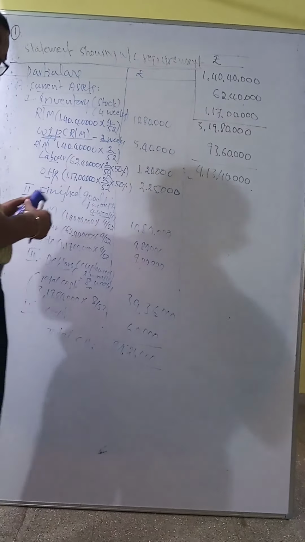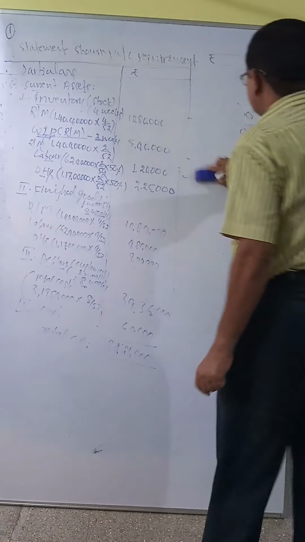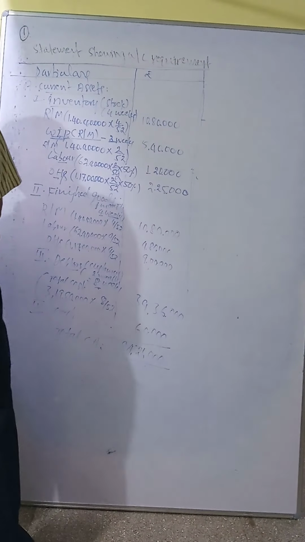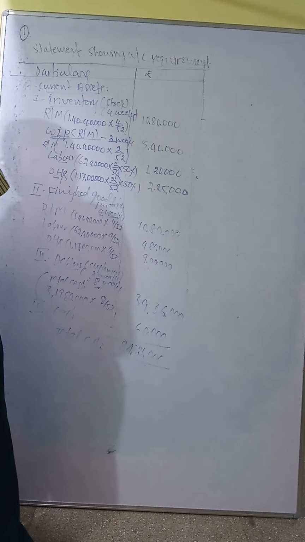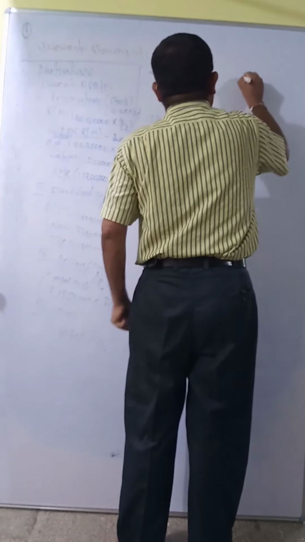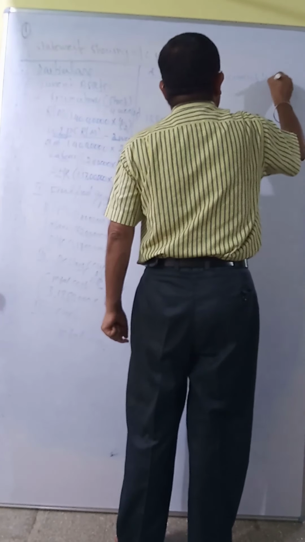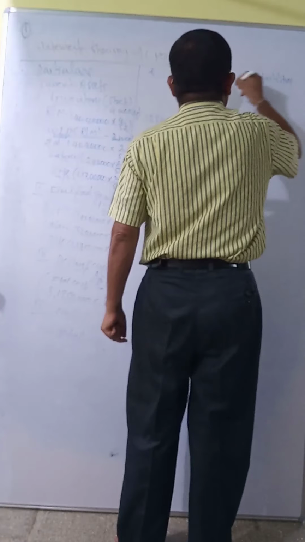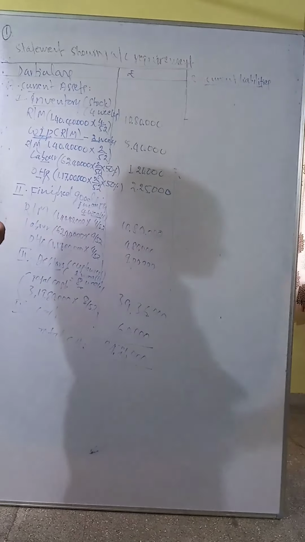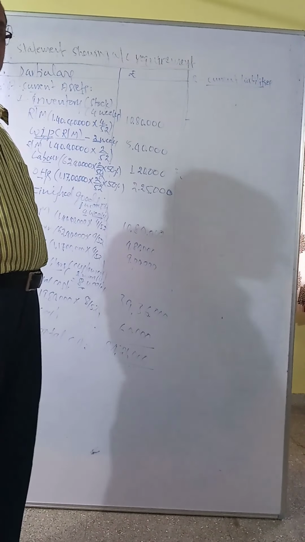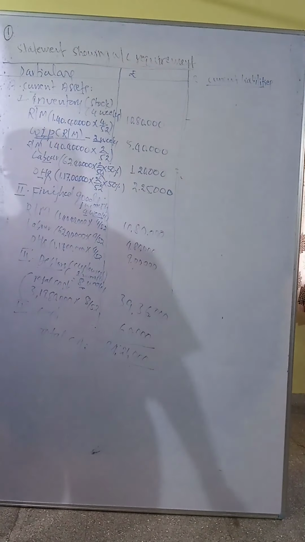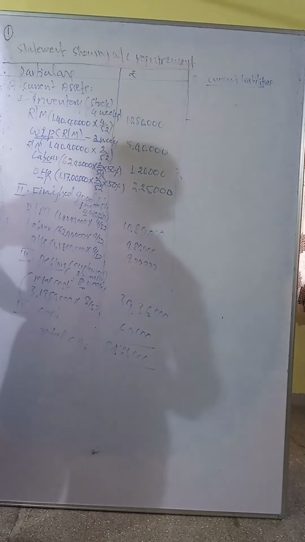Now, less current liabilities. Continue here only. Current liabilities, B. And for the current liabilities, I'll tell you the list of current creditors here: wages, outstanding expenses. These come under current liabilities. So, creditors.